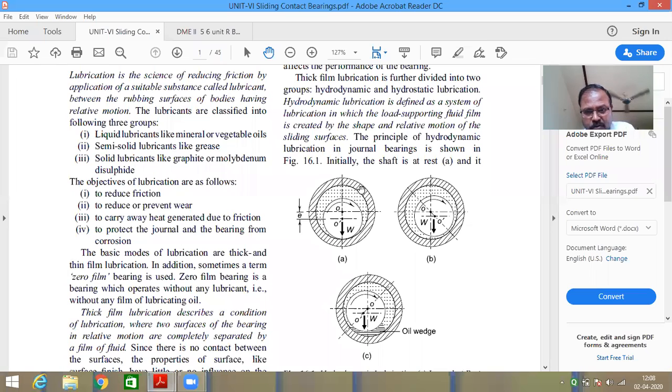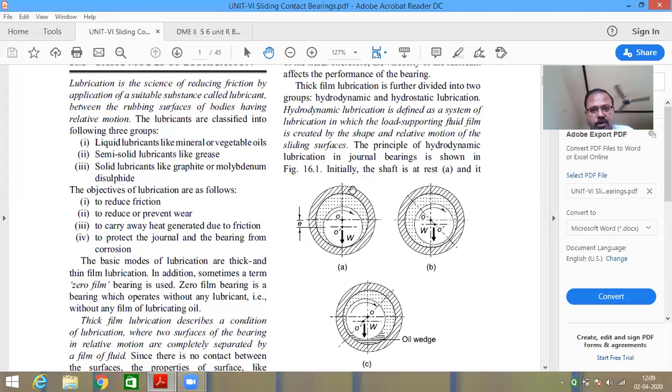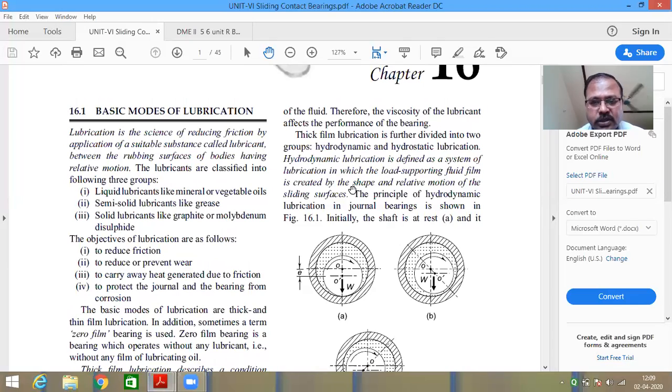There must be sufficient amount of clearance there, right? In order to avoid metal-to-metal contact of the bearing surface and the journal surface, sufficient amount of lubricant is filled inside the bearing, right? So lubrication plays a very important role in reducing the friction in bearings. We all are aware about the definition of the lubrication. It is the science of reducing friction by application of suitable substance. That suitable substance is called as lubricant.